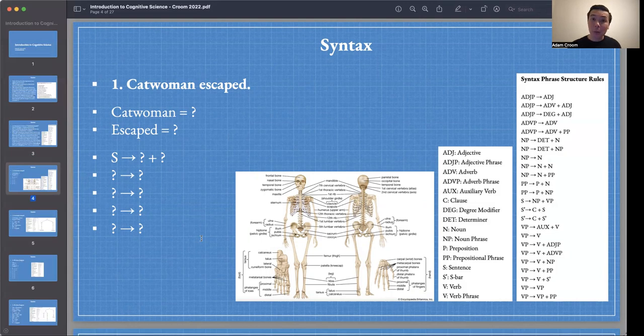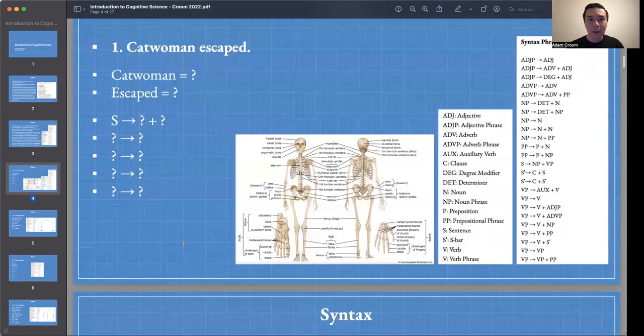Just like the human skeletal system provides a general structure in which we can understand different humans, tree diagrams are similar in that they provide us a structure in which we can understand different types of sentences. Some skeletons are in the form of humans and others are in the form of dogs, and similarly, we have different linguistic structures that take different forms. All right, so go ahead and draw the tree diagram for Catwoman escaped. I already told you how to do it, so you shouldn't need too long to solve this.